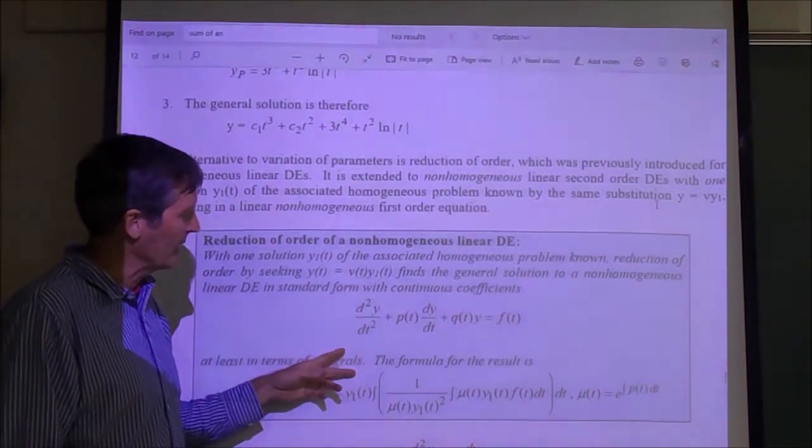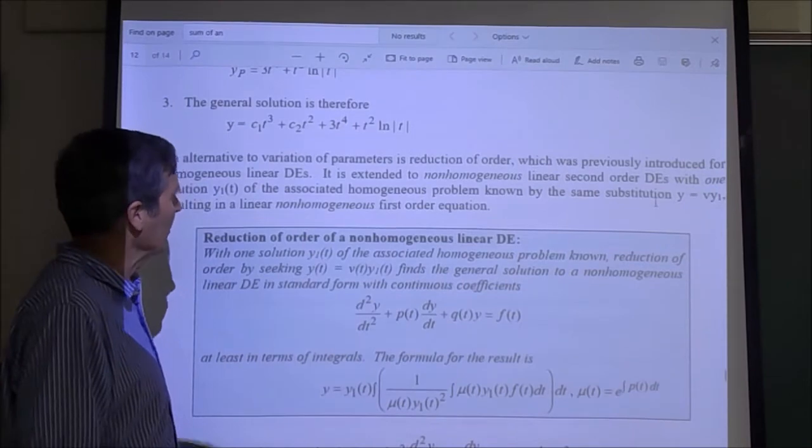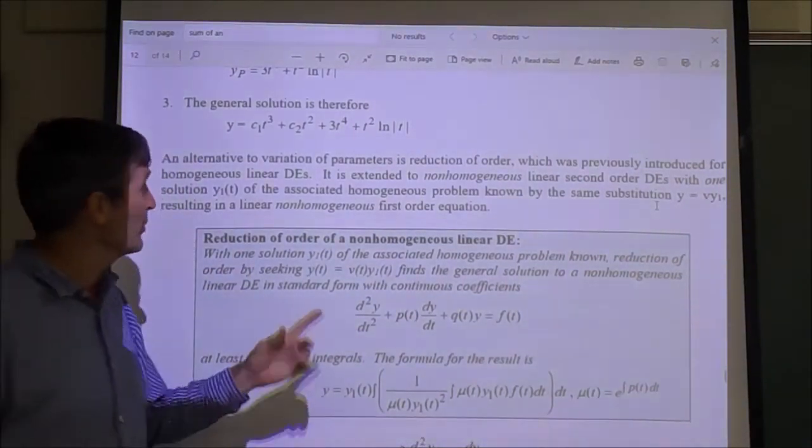Well, there's one more technique. I'm going to put it off for now. Try some of these problems with variation of parameters.